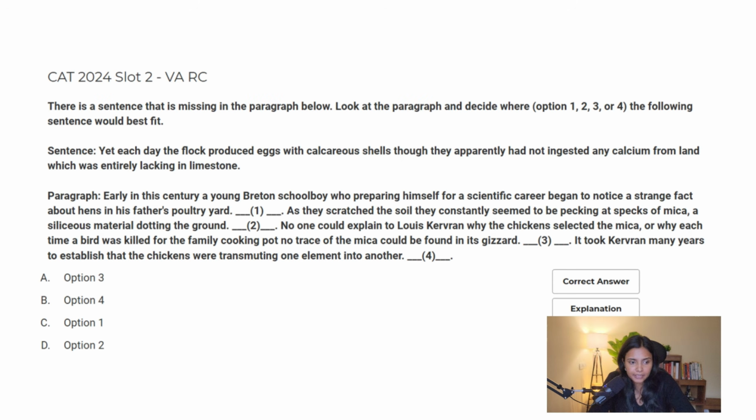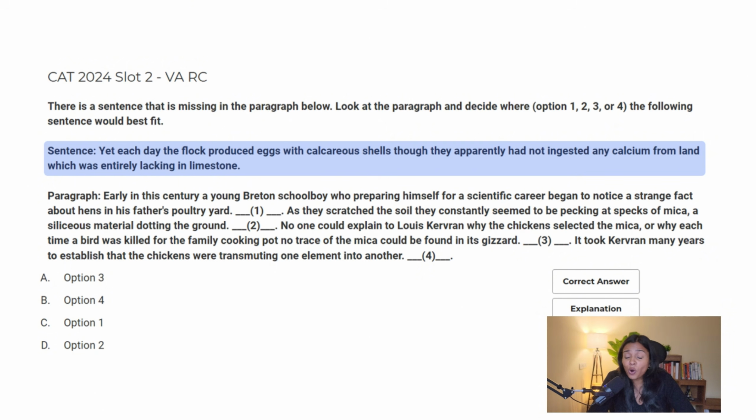So here's the sentence that we need to fit somewhere. Yet each day the flock produced eggs with calcareous shells, though they apparently had not ingested any calcium from land which was entirely lacking in limestone. Now let's see where in this passage this line fits. So this line is about the flock producing eggs with calcium even though they have not ingested any calcium.